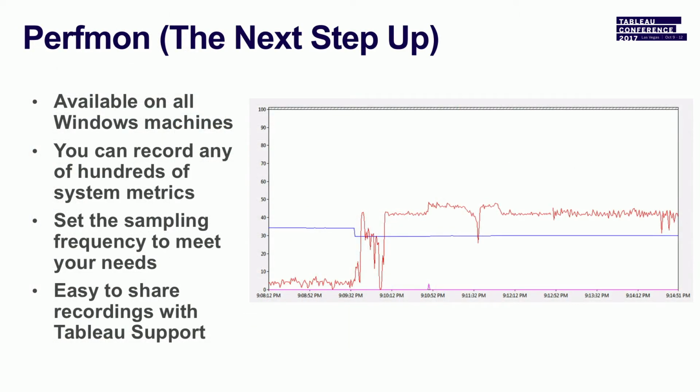Moving on, so we're going to go another step up. Again, this is a Windows-provided tool on all machines, Perfmon. Many of you may be familiar with it, maybe not. Again, here, the recording you see is a simple view. I have in red the CPU on my system, and in blue the available memory.